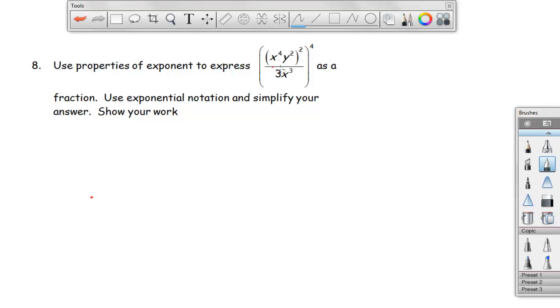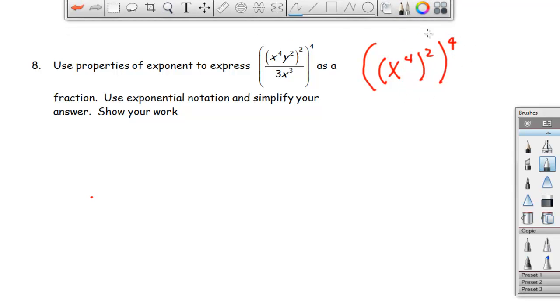This is a problem on number 8. What's kind of interesting about this is there's a rule that you have to use. And let's just go over this. So if I just take a look at the x to the 4th, it's raised to the 2 power and then raised to the 4 power. What I want to do is use the rule of powers raised to a power.